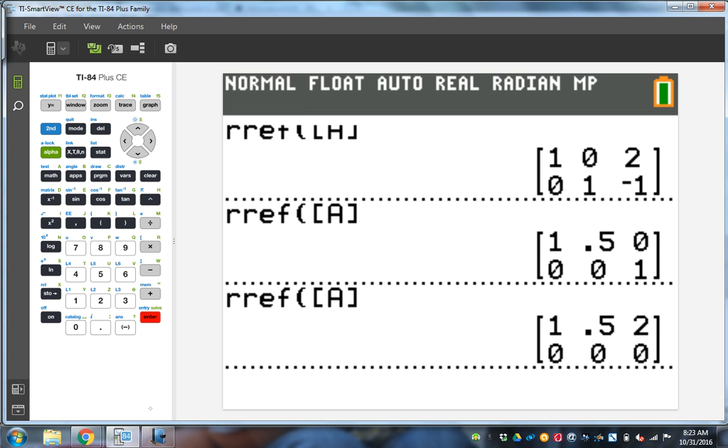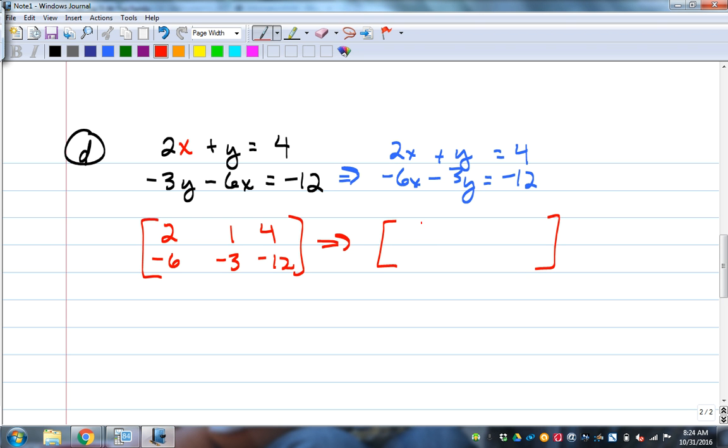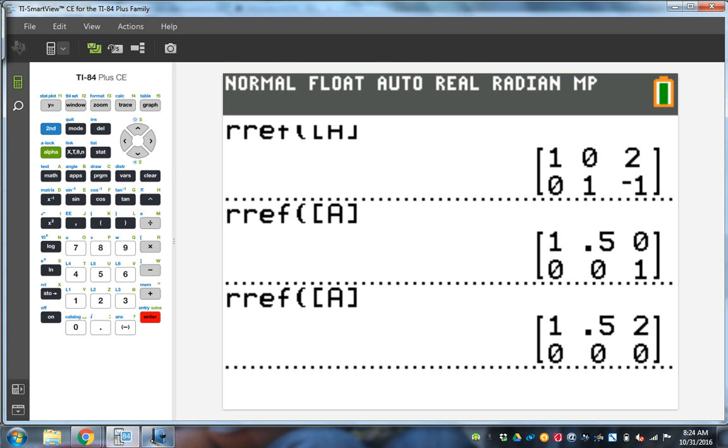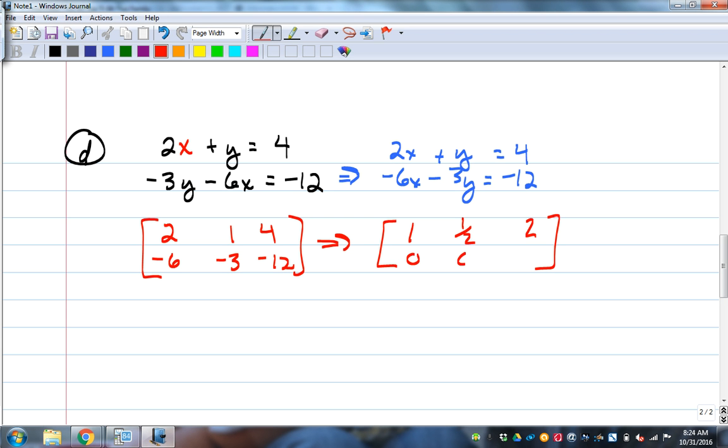And this one's even different from the last one we had. Look at the bottom row. Is it no solution? It's got 0 equals 0. Does 0 always equal 0? Yes. So that bottom row tells us that this is infinitely many solutions. Okay. 1, 1/2, 2, and 0, 0, 0. And that would tell us this is infinitely many solutions.